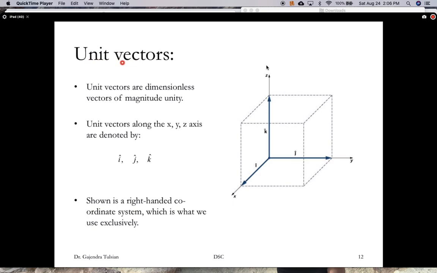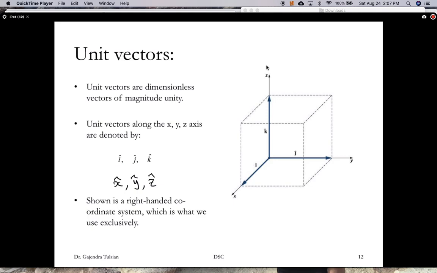Okay, so unit vectors. What are these unit vectors? They're denoted by i, j, k, or some authors use x hat, y hat, z hat, and various other notations. So these are unit vectors. i is a unit vector that points along the x-axis. j is a unit vector that points along the y-axis. And k is a unit vector that points along the z-axis. And as I said, their length is 1 unit.